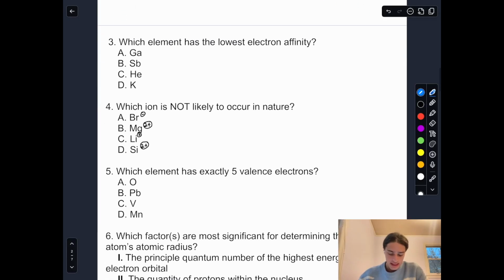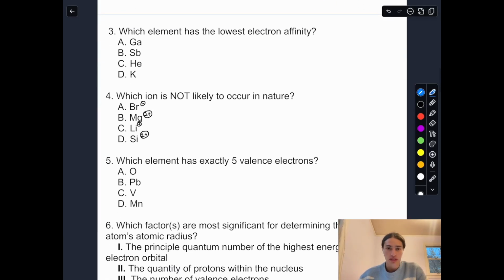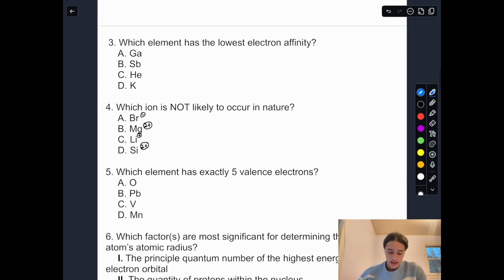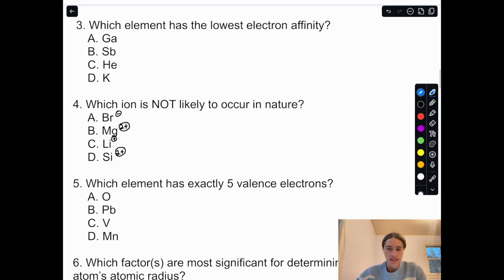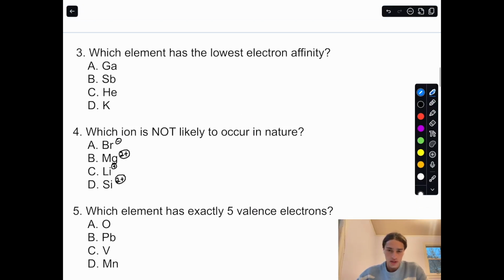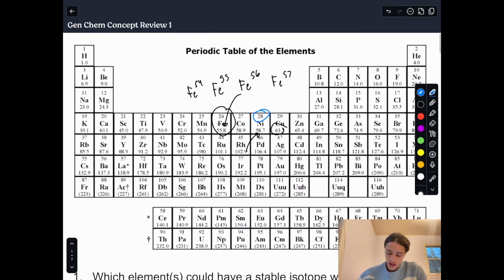Which element has the lowest electron affinity? All right, I'm going to do this one kind of quick because in general with the periodic trends, I think the easiest way to remember them is that all of the periodic trends go up and to the right, except for atomic size or atomic radius. So the size is the opposite, it goes left and down.